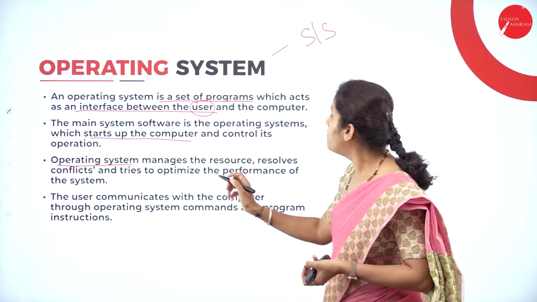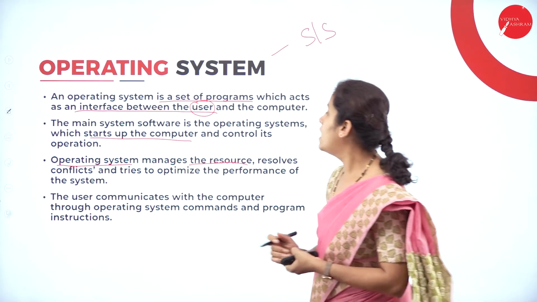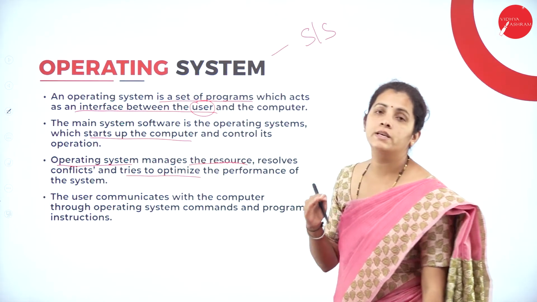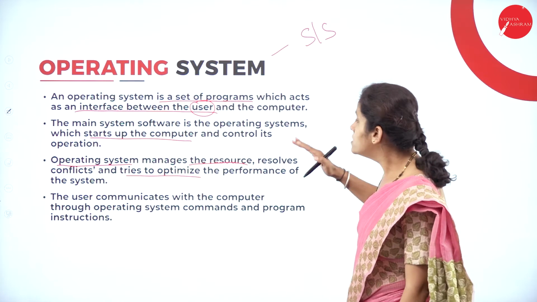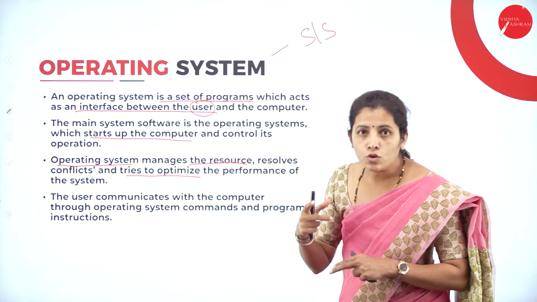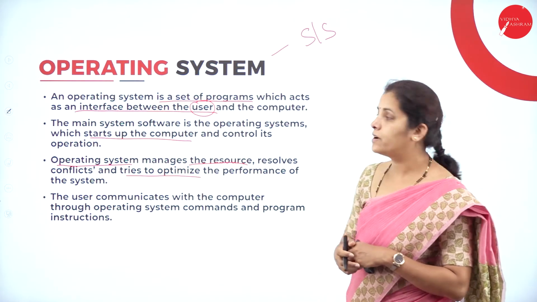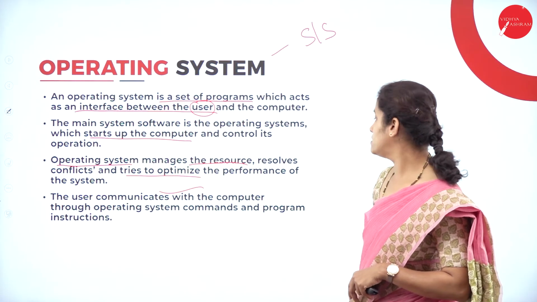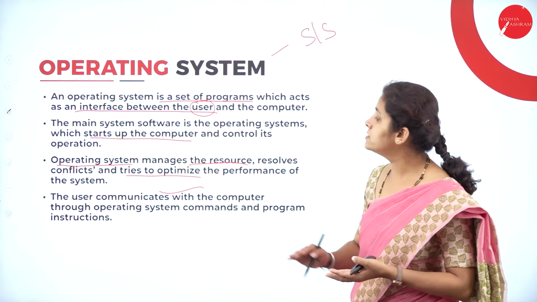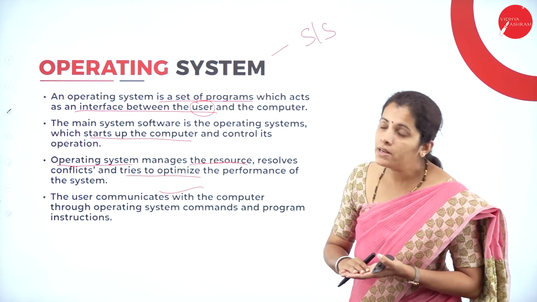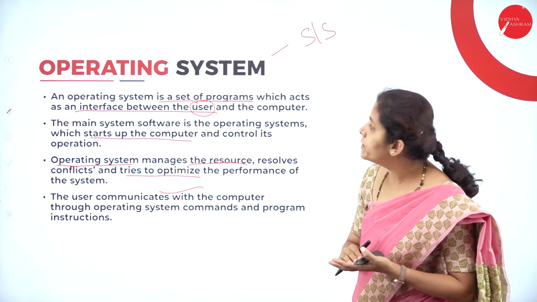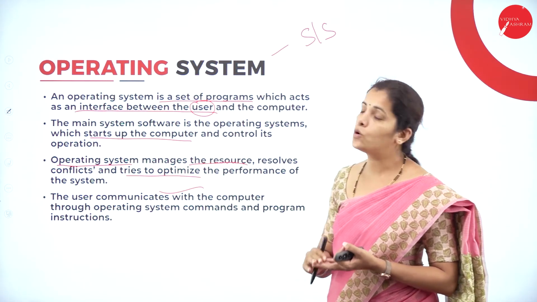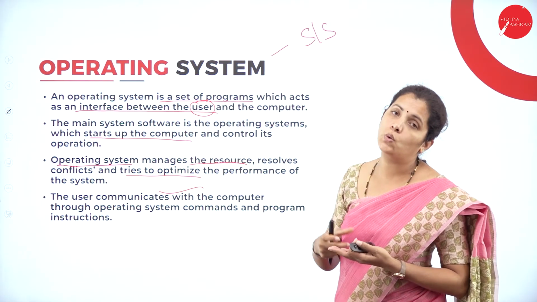The operating system manages the resources, resolves conflicts, and tries to optimize the performance of the system. The user communicates with the computer through operating system commands and program instructions. That means the user operates or communicates with the operating system by using some commands or some program instructions. So the operating system plays a very important role in a computer system.